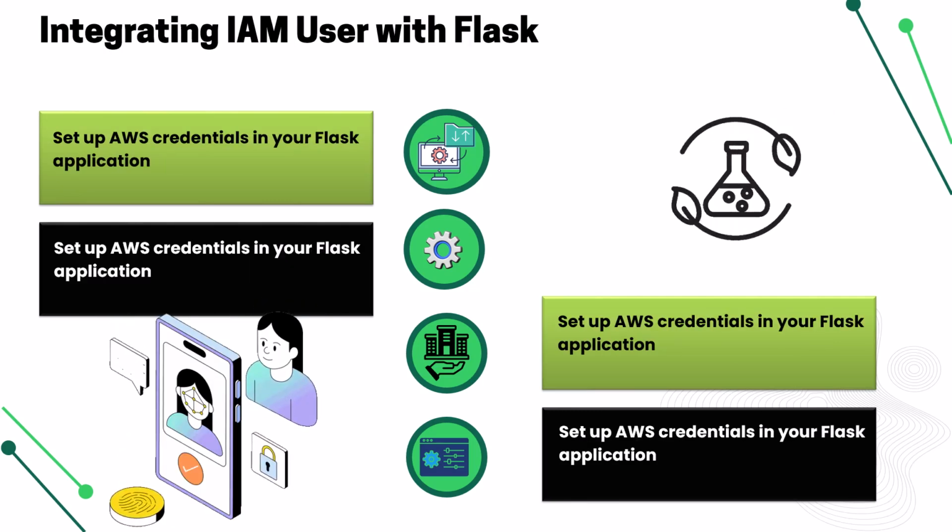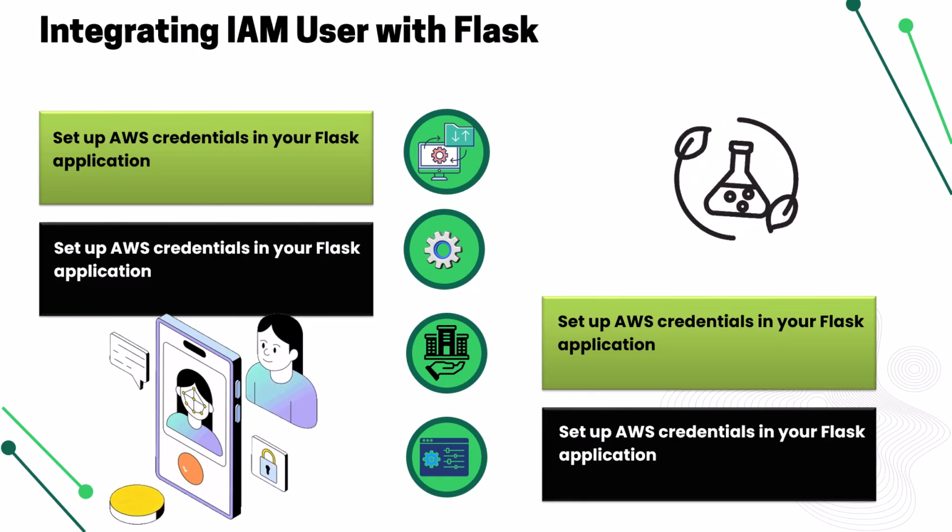Flask and IAM, like peanut butter and jelly. First, setting up AWS credentials ensures access is secure. IAM roles keep permissions tidy, because we don't want Bob from accounting accidentally accessing production servers. AWS Cognito simplifies authentication, making login seamless. And restricting user access, well, nobody likes surprise guest appearances in restricted areas.